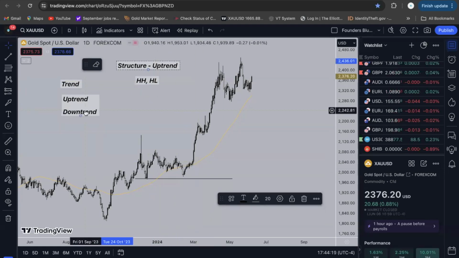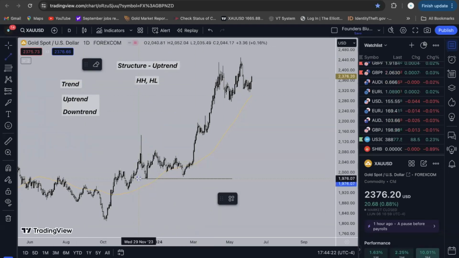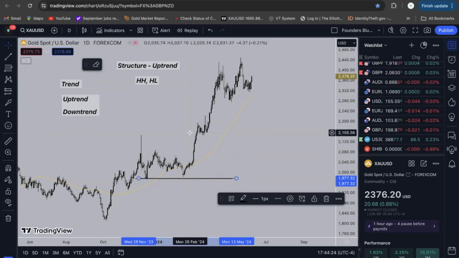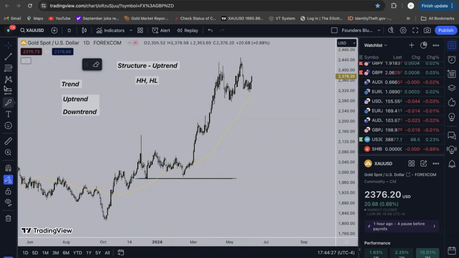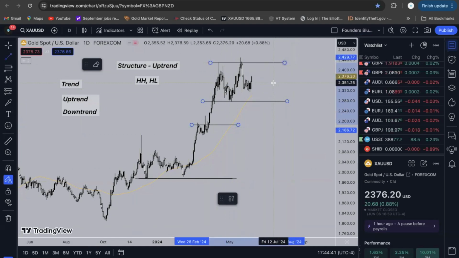So once we identify our points in structure, this is a higher low point. This is a higher high. Go like this. Higher high, higher low, higher high. Wait a minute. Higher high, higher low. This was this higher high right here. This is a higher low, and this is a new higher high.